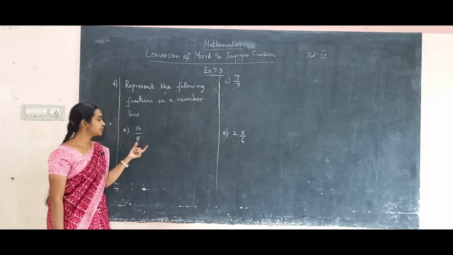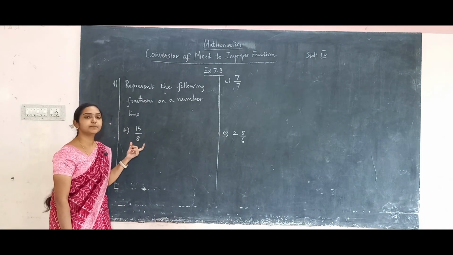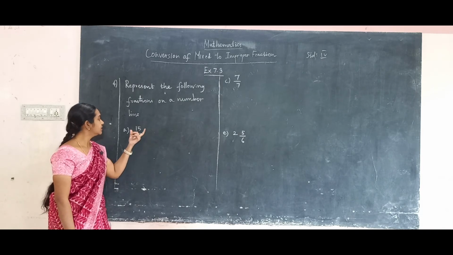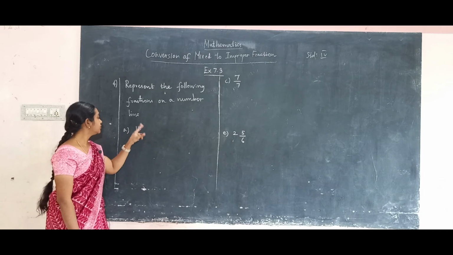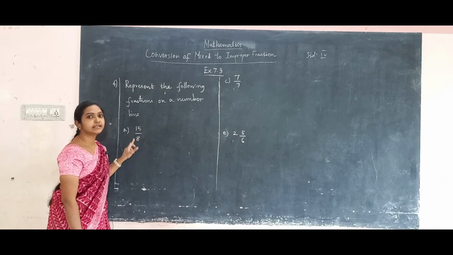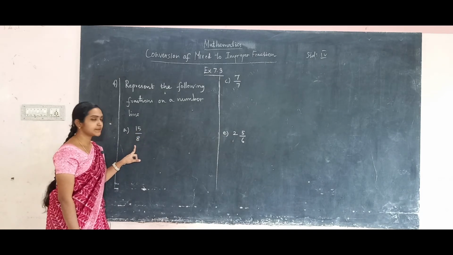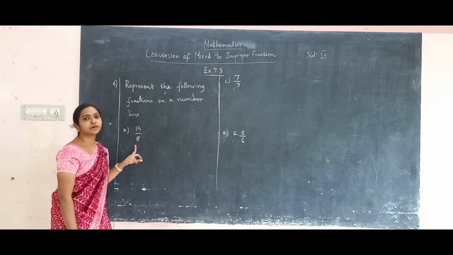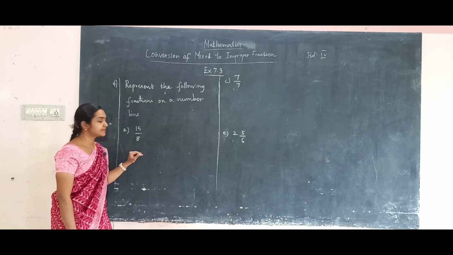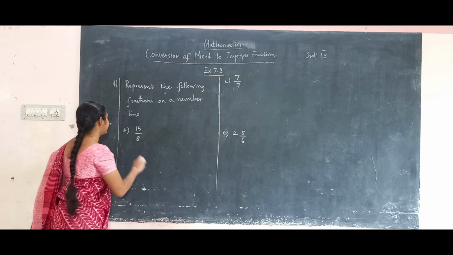First, you have to look at the fraction. This is the improper fraction. Improper fraction means the numerator will be greater than the denominator. Such types of fractions are called improper fractions. The first step is we have to convert the improper fraction into a mixed fraction.